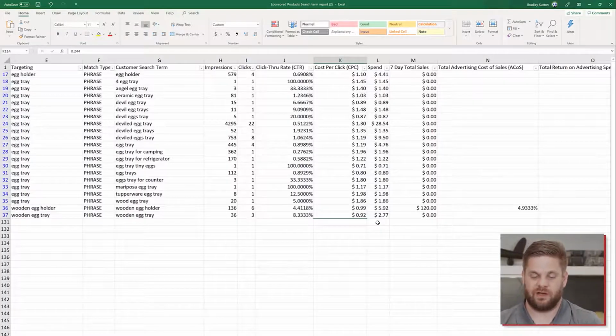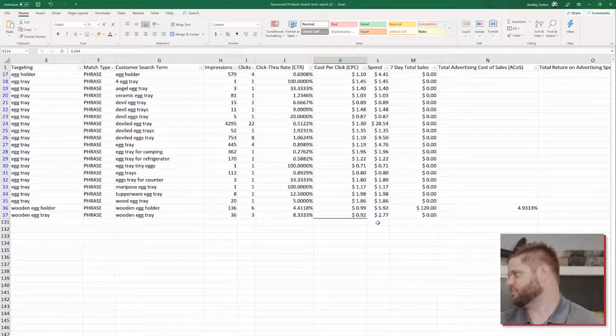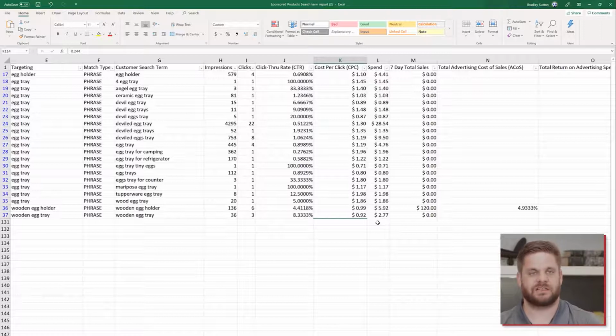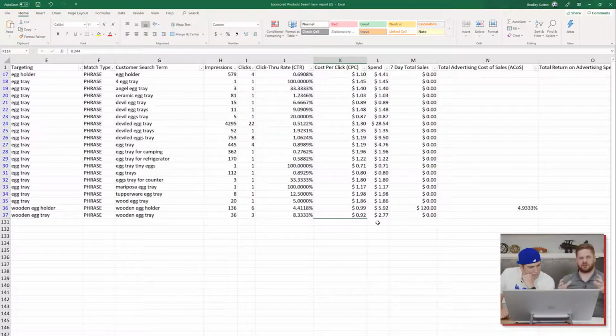But we also can see here that the cost per click on egg tray is a little bit more expensive than like the coffin shelves, $1.19. It's not too bad. I'm surprised to see the egg tray for camping is almost $2 a click. That's interesting. I would have never guessed that. But still, we see that there's enough impressions here with egg holder and egg tray. When we add all these things up, we can definitely start trying to rank and target for 5 or 6 of these keywords, and I think have some decent search volume.